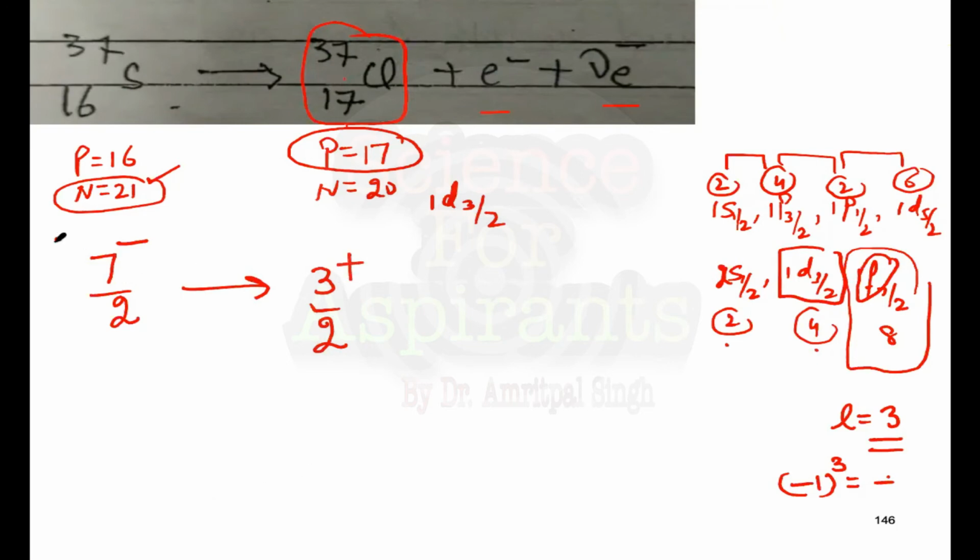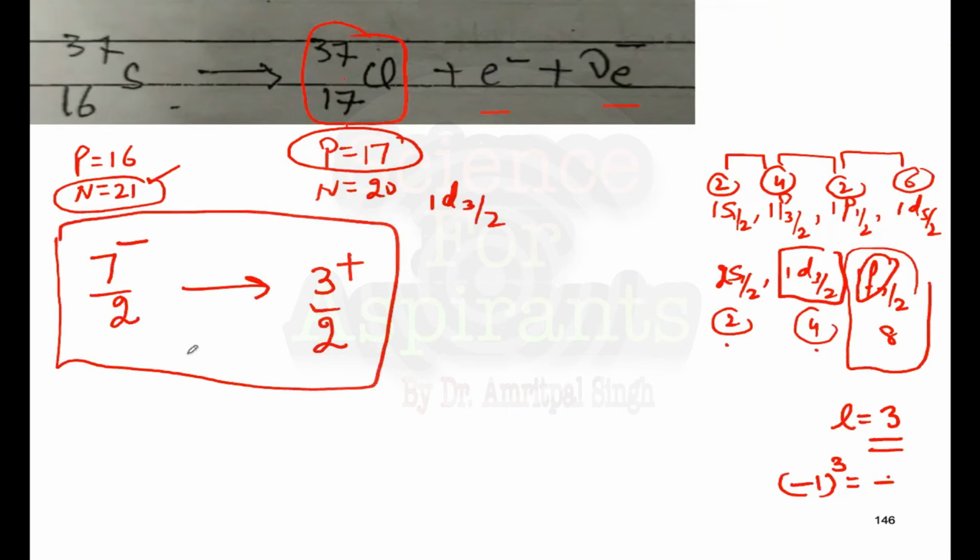So you can see that in this reaction, there is a transition in J value from 7/2 minus to 3/2 plus. So there is a change in parity. If there is a change in parity, it satisfies that it is not an allowed transition. Now we have to check whether it is a first order forbidden transition, second order forbidden transition, and so on.